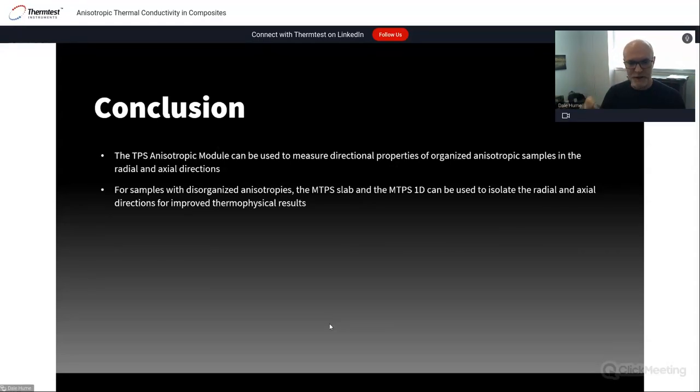And we know the impact of making bad measurements on the use in simulations, on the use of specification sheets, on the use of time and evolution of engineering principles. For samples that are disorganized in their anisotropy, again, that's fillers that are not well aligned or layers that are not repeating through the thickness, the slab module and the 1D module are better than just looking at the three-dimensional anisotropic, which has those assumptions. They do have limitations, but they're certainly better. And it's another tool to investigate your materials with that same transient plane source method to ensure you're getting good, accurate results.